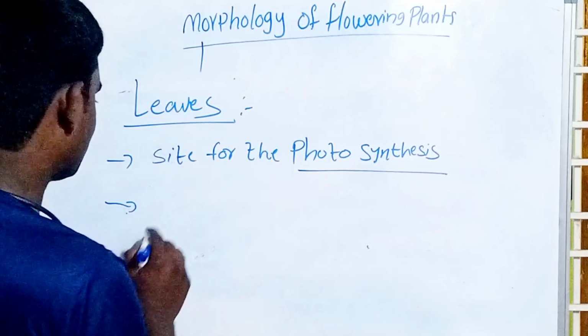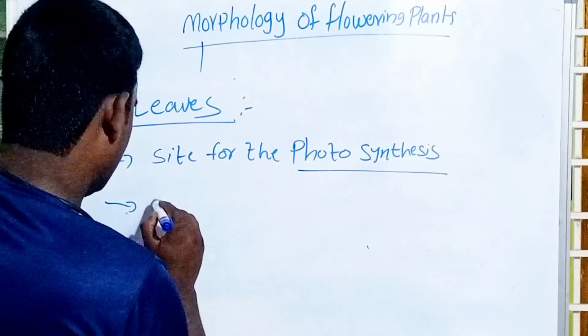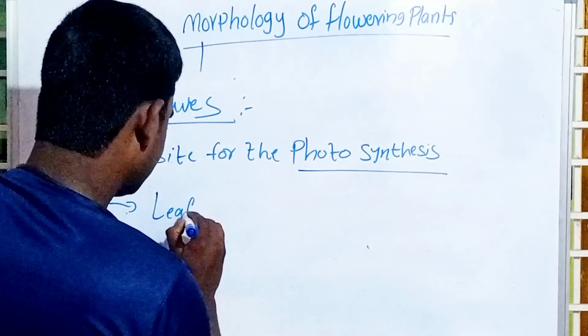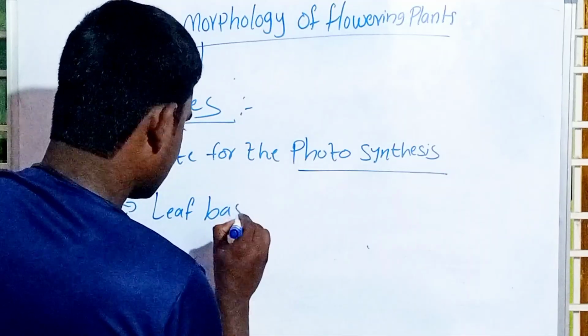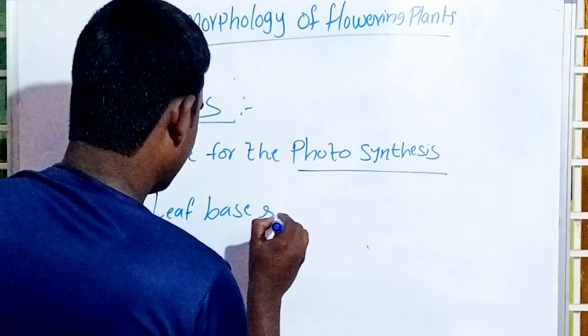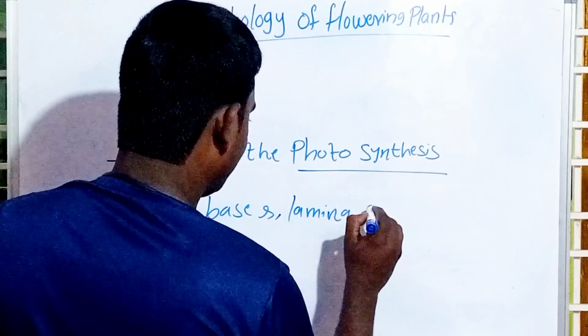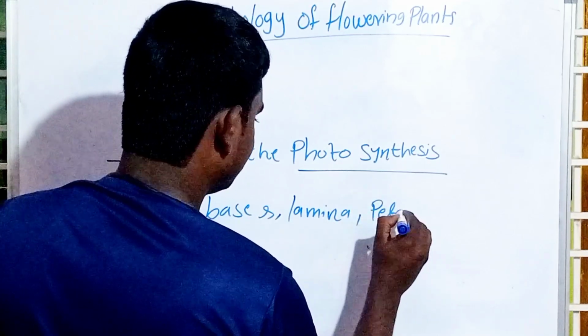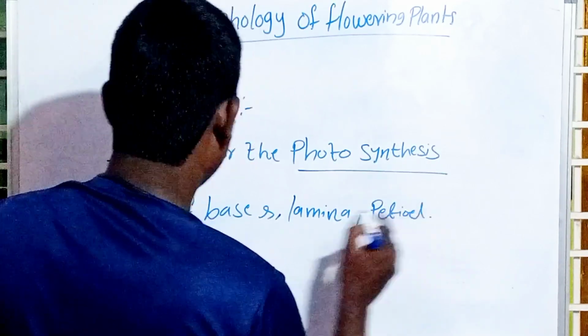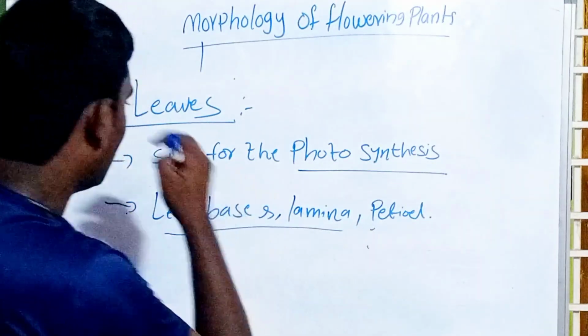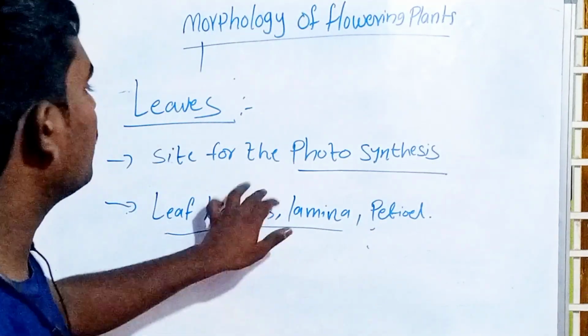Next, leaves consist of leaf base, lamina, and petiole. These are the three parts in the leaves. Site for the photosynthesis.